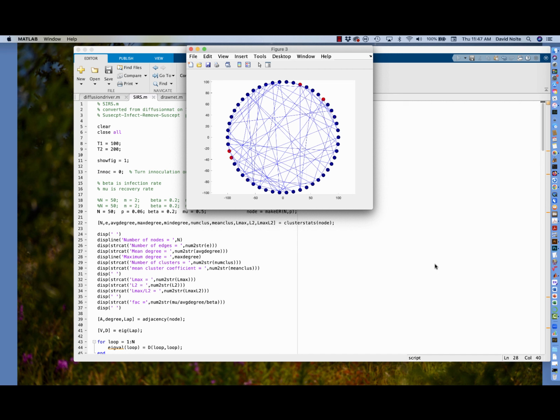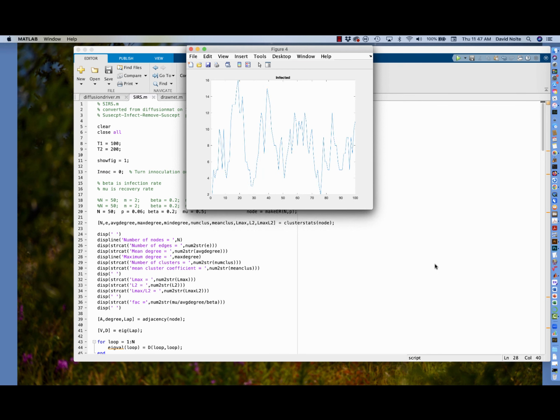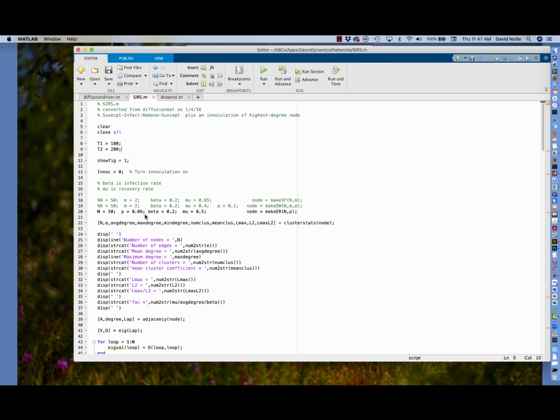And so then as this runs in time, you get recovery so that you become susceptible again, and so you can become infected again. This is then the total number of infected nodes as a function of time. It got as high as 16, went out 100 time steps. Looks like the average here is about 8. The total number of nodes was about 50 in this case.